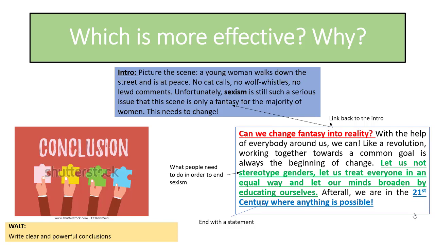So what I've got there is going back to what you must do in your introduction: what people need to do in order to end sexism. This idea of stereotyping: if we stop stereotyping genders, then we are moving away from sexism. Educating ourselves and not being narrow-minded is moving away from discriminating people. It's short, it's only one sentence, but can you see the DAFOREST technique used again? "Let us," and "let our." You've got almost like the triplet, the repetition and the anaphora within that sentence.